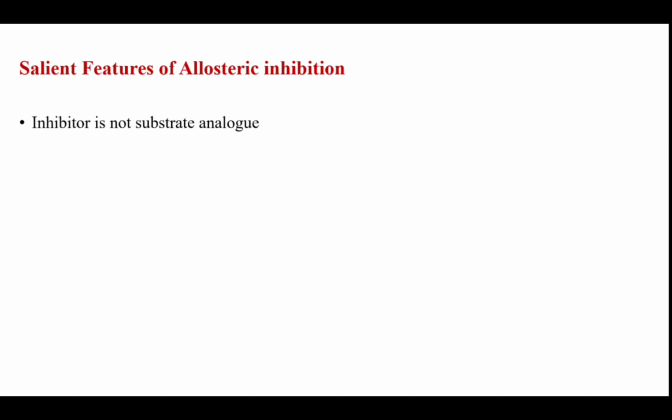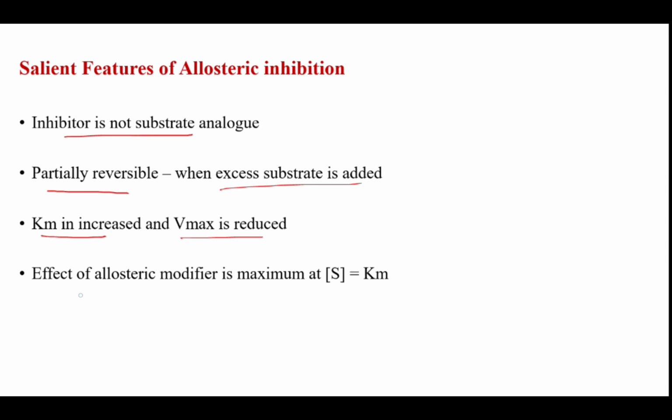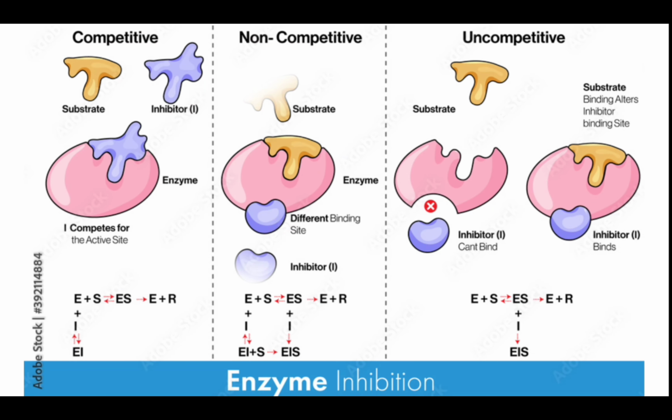Salient features of allosteric inhibition: the inhibitor is not a substrate analog. It is partially reversible where excess substrate is added. Km is increased, Vmax is reduced, and the effect of the allosteric modifier is maximum. So that is what there is to enzyme inhibition.